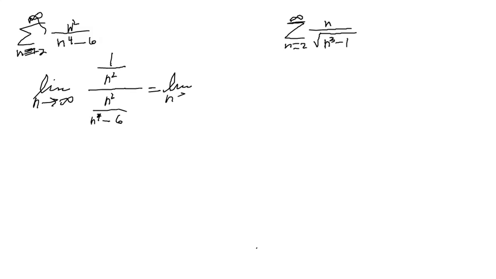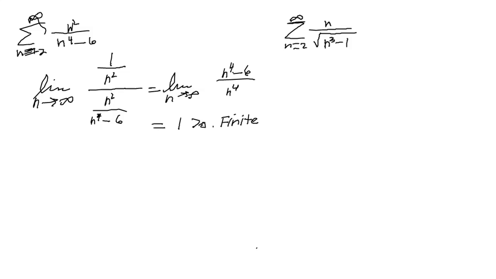Let's see what happens here. This would be n to the fourth minus 6 over n to the fourth. Okay, it's pretty easily seen that that limit is a 1, which is positive and finite. Okay, which means the conditions of the theorem are met. We have a positive number, it's finite.